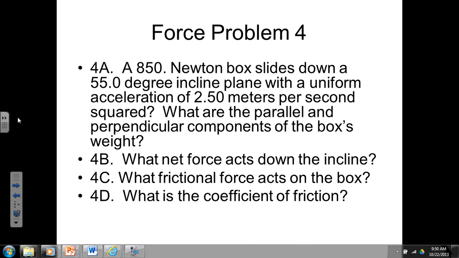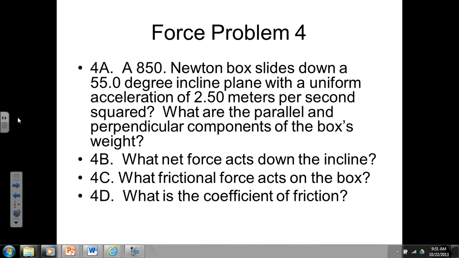All right, guys, so in this problem, we've got an 850 Newton box, so that's the weight of the box, sliding down a 50-degree inclined plane, and the box is accelerating. So it's an 850 Newton box. It's at a 50-degree incline, and it's accelerating at 2.5 meters per second squared down the plane. And what they want us to find is the parallel and perpendicular components of the weight. They want us to find the net force, the frictional force, and the coefficient of friction. So it's asking for a lot of stuff.